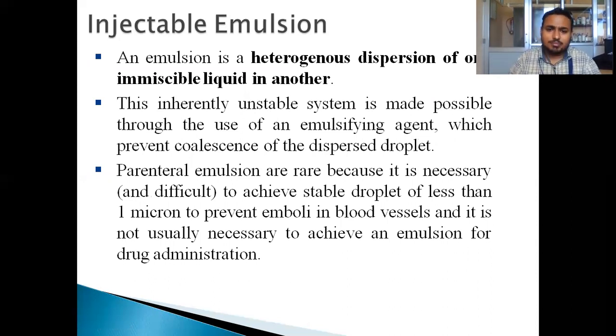What is an emulsion? An emulsion is a heterogeneous dispersion of one immiscible liquid in another. That means it has two phases, one oil phase and another water phase. This inherently unstable system is made possible through the use of emulsifying agents. You cannot mix oil and water simply, but with the help of an emulsifying agent you can prepare the emulsion, which prevents coalescence of the dispersed droplets.